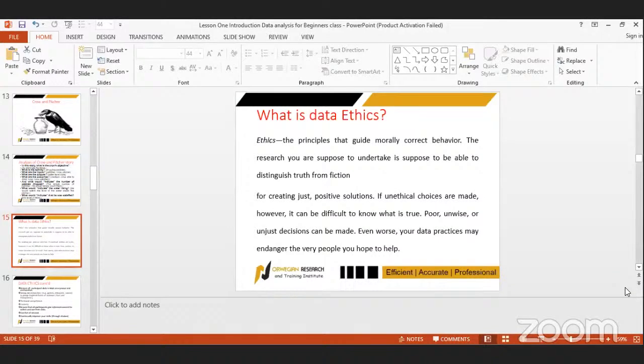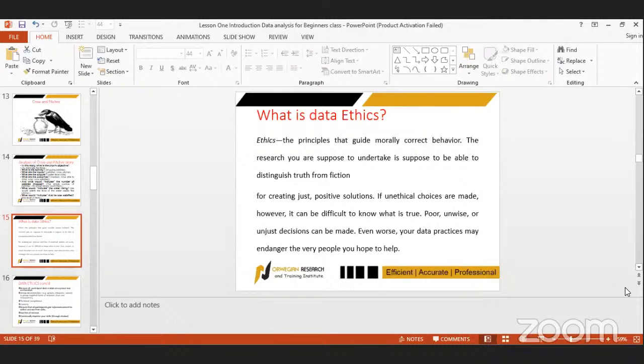Okay, then we come to the next level where we want to look at what is data ethics. We want to look at ethics in the process of collecting data. So ethics is the principle that guides morally correct behavior. The research you are supposed to undertake must be done through a certain norm. And therefore we are very interested in ensuring that we obey some standards that have been established by our country when we are doing our data collection process.